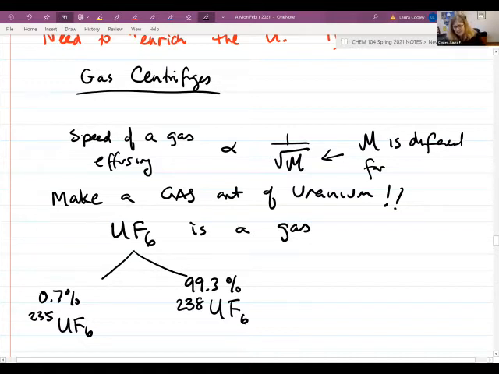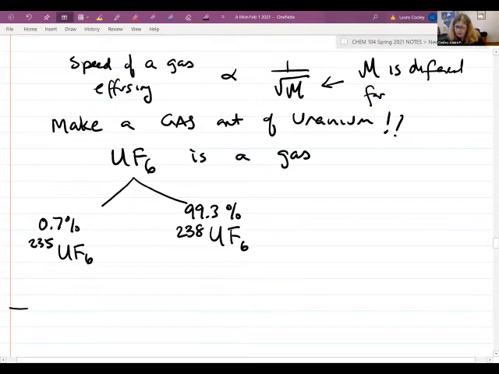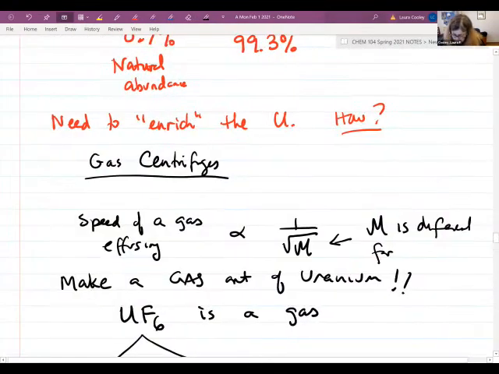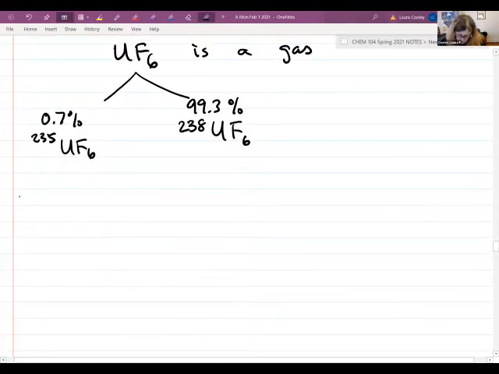And so they made this gas, and then they said, okay, we're going to take that gas and put it, oh man, what's going on here? We're going to put it in an effusion apparatus.